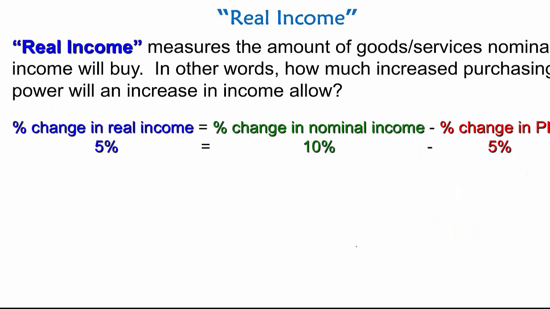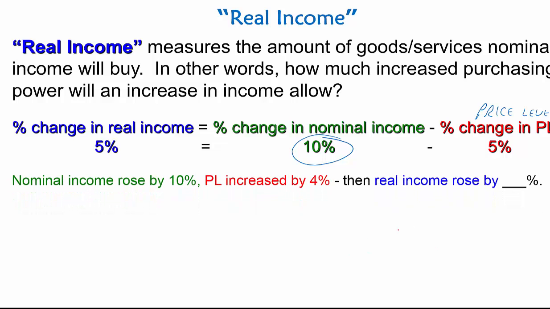So, real income. This measures the amount of goods and services that nominal income will buy. In other words, if you get a raise, do you have increased purchasing power or decreased purchasing power? Okay? So we actually will calculate this. If you get a 10% increase in pay, that's your percent change in nominal income, we need to then subtract out the percentage change in price level. So remember, PL stands for price level. And let's say that's 5%. That means your real change in income was 5%. 10 minus 5 is 5%.